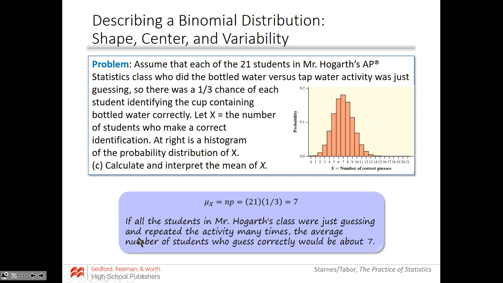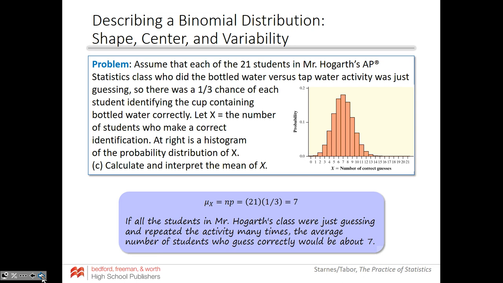So think about it. The interpretation: if all the students in Mr. Hogwarts' class were just guessing, and if this activity were repeated many times, that's the important part. Remember, the mean of a random variable is what happens if this happens over and over and over. Then the average number of students who guessed correctly would be about 7. So remember, this probability distribution is if I repeat this with lots and lots and lots of classes with 21 kids, sometimes 10 kids would guess correctly, sometimes even 13, but most of the time about 7 students would guess correctly.